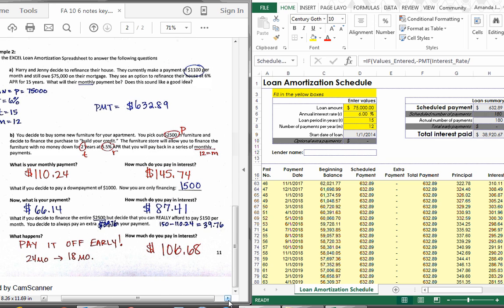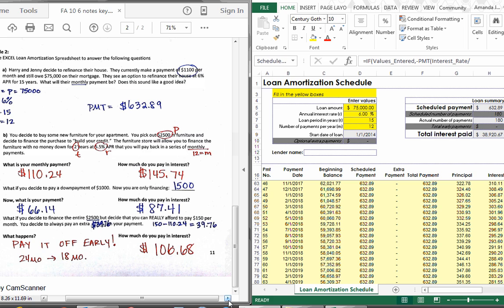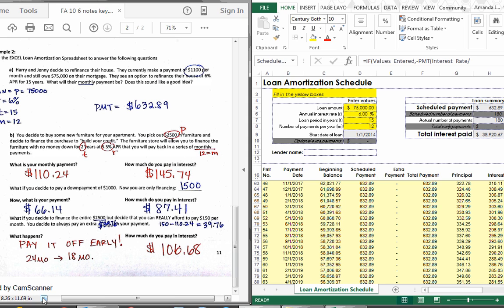So closing costs are something that would need to be considered. Okay, you decide to buy some furniture for your apartment. You pick out $2,500 worth of furniture and decide to finance the purchase to build your credit. The furniture store will allow you to finance the furniture with no money down for 2 years at a 5.5% APR that you're going to pay back in a series of monthly payments.